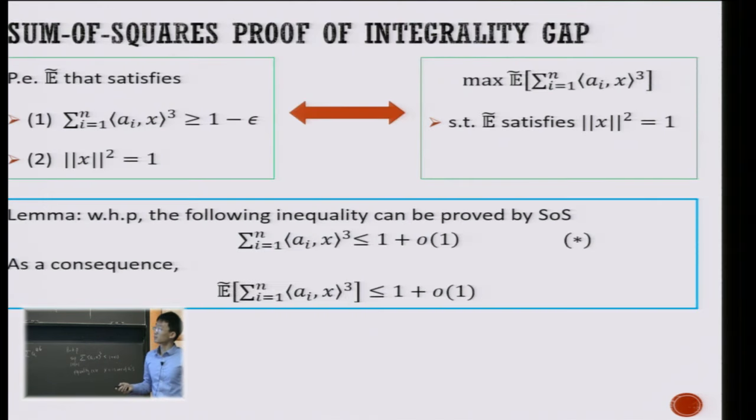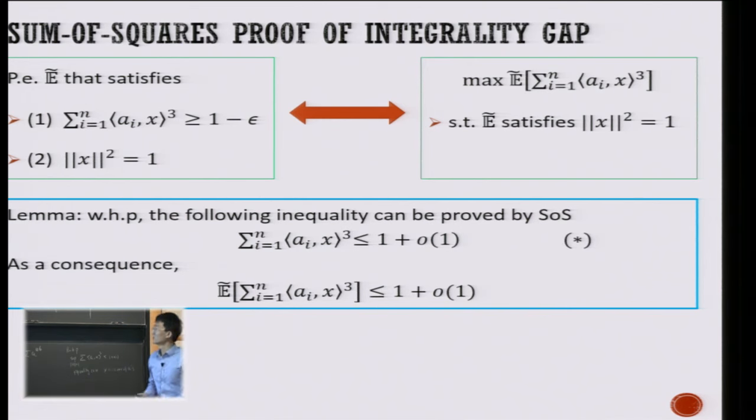What's the hypothesis here? There's no hypothesis, basically. Star has no hypothesis. X is a unit vector. X satisfies the constraint that x squared equals 1, and no other constraint. A_i is random. So with high probability over the randomness of A_i, for every pseudo-distribution that satisfies x squared equals 1, this inequality can be proved by sum of squares, modulo x squared equals 1.